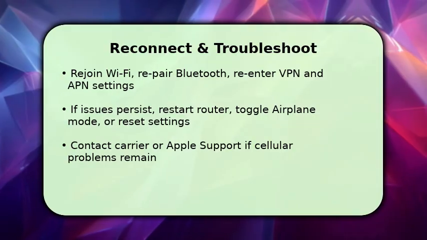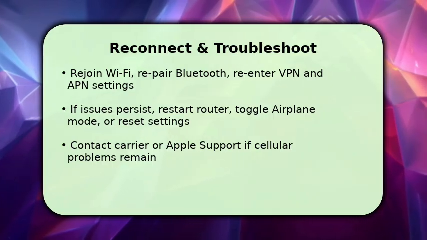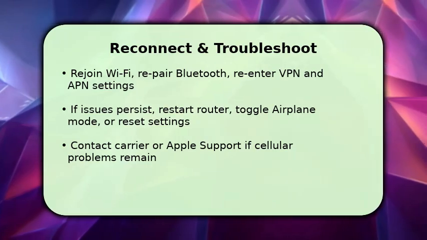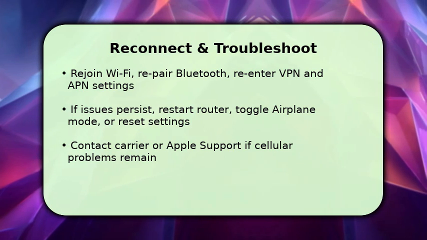As a key troubleshooting tip, if cellular fails after the network reset, remove and reseat the SIM, or try the SIM in another phone before contacting your carrier or Apple support, because that isolates carrier versus device issues.